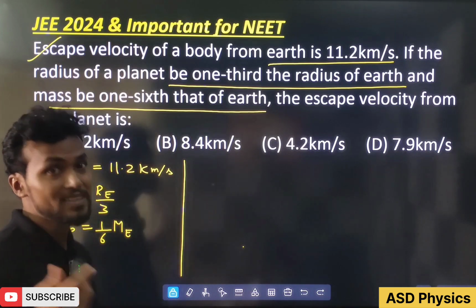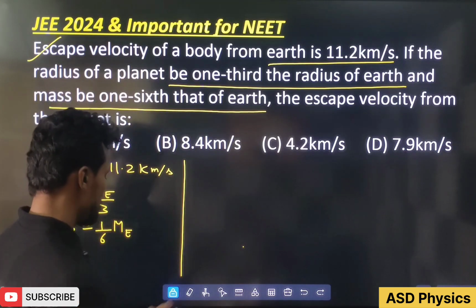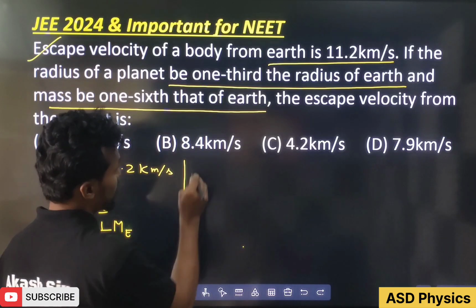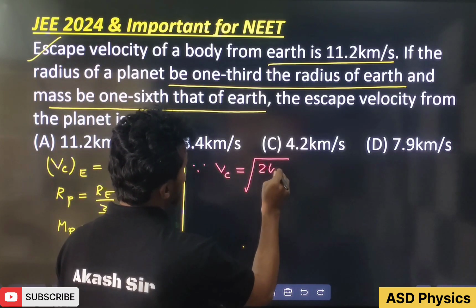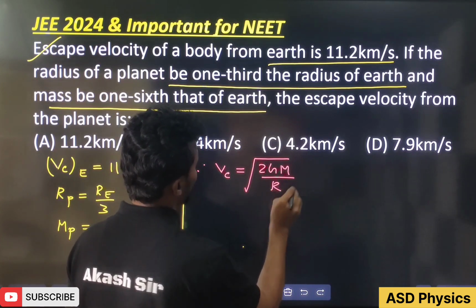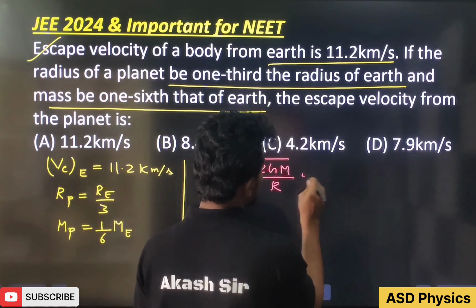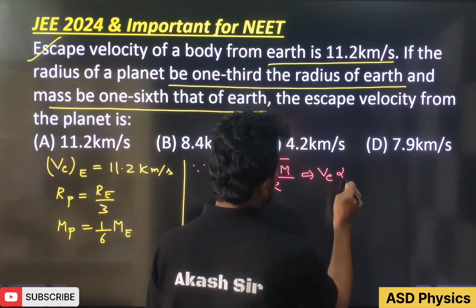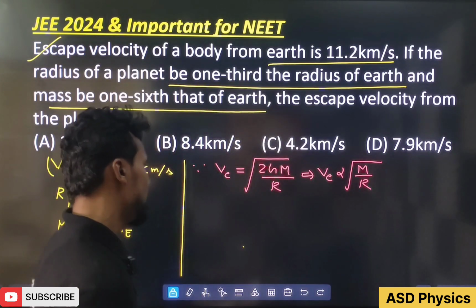After that, what will we do here? Just recall the escape velocity formula in terms of mass and radius. Okay, so here the escape velocity formula is given: escape velocity is equal to √(2GM/r). Here you can see 2 is constant, G is constant, so we can say this escape velocity is directly proportional to √(mass by radius). Is it?